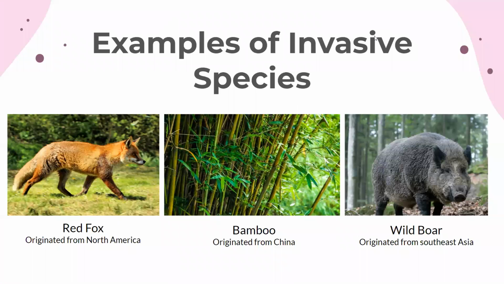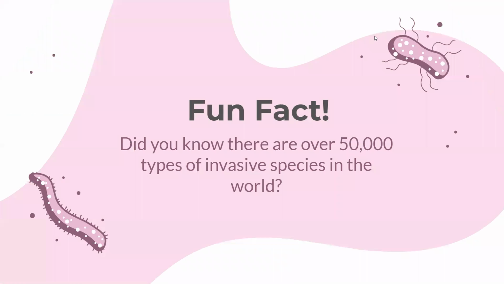So some common examples you can see are the red fox, bamboo, and wild boar. Now you can see these a lot throughout the US, and they didn't originate from here. They originate from different places like China and Southeast Asia, and they all came over here through different methods, which we'll talk about a little bit later. So fun fact, did you know that there are over 50,000 different types of invasive species in the world? Like that is a lot.